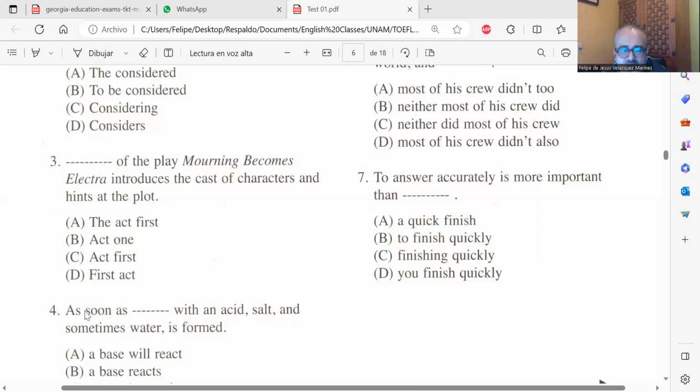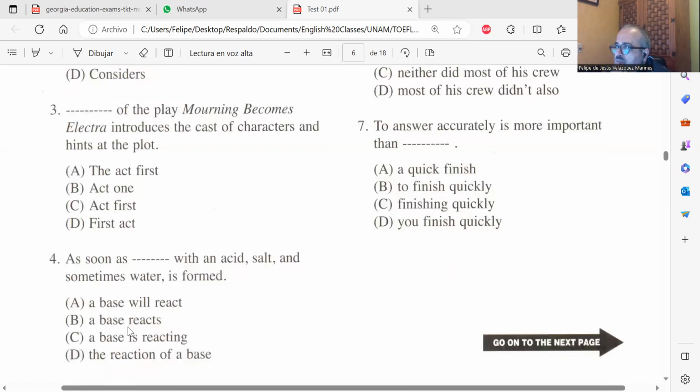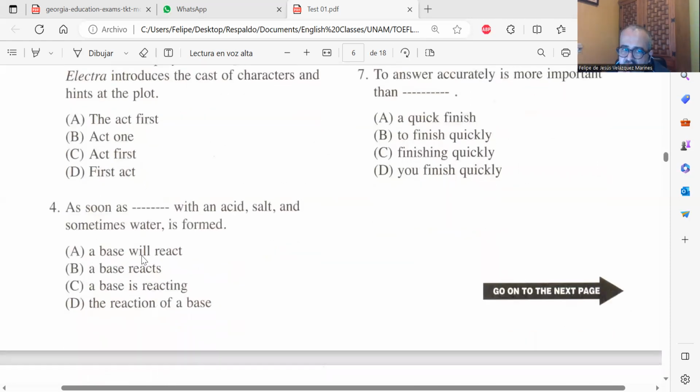Yes, what is as soon as? As soon as is a marker, yes or no? A connector of sentences. What do I need after a marker? Subject, verb, complement. I have subject, verb, complement, subject, verb, complement. This is not subject, this is not verb. I eliminate this. I have these three options. This is future, present simple, present continuous.